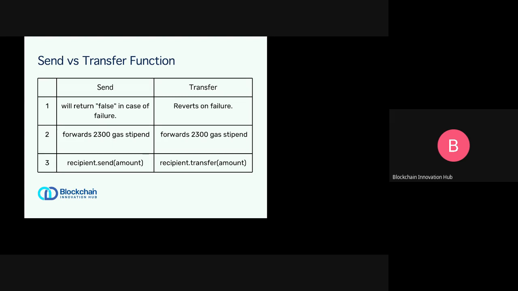The next thing is that we're also going to be talking about gas. When you use the send function, it is going to forward 2,300 gas, which is non-refundable. So even though the contract fails or executes, it's going to deduct that 2,300 from your contract. So that's one thing you have to note. Then also this is the syntax for send and transfer. It looks almost similar. The difference is just the name.